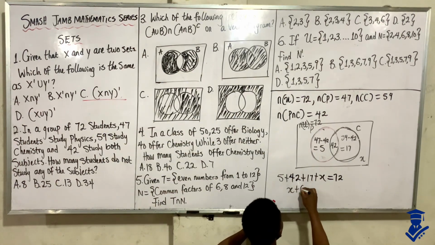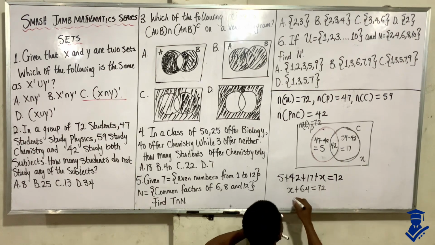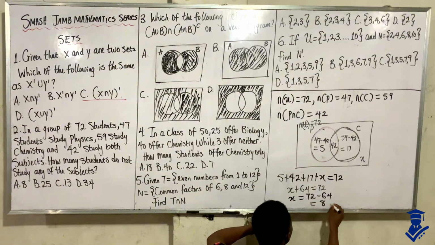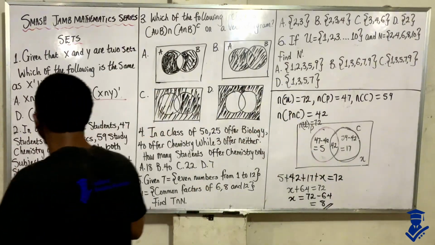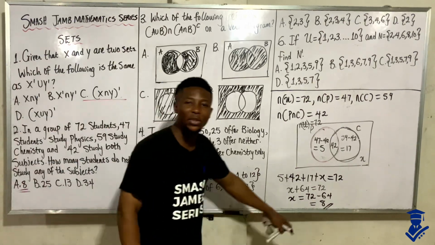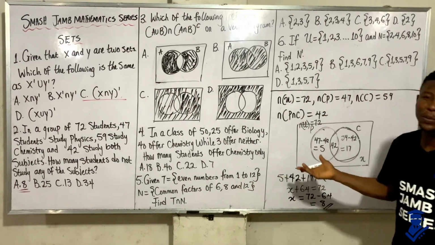x plus 64 is equal to 72. And then we're going to take 64 to this side, we're going to have x is equal to 72 minus 64. Now, which is going to give us what? 8. Alright? Which is going to give us 8. So, meaning that option A is our correct answer. So, the number of students that do not study any of the subjects are 8 students. Alright? So, that's how to solve that question. You can see, very simple and very easy.